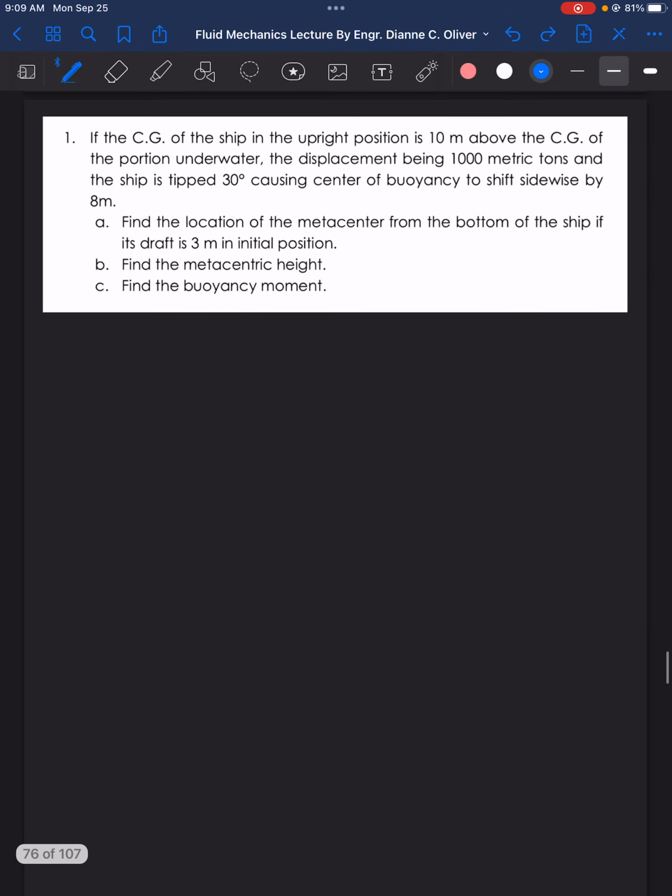Okay, let's solve now the sample problems, numbers 1 to 3.